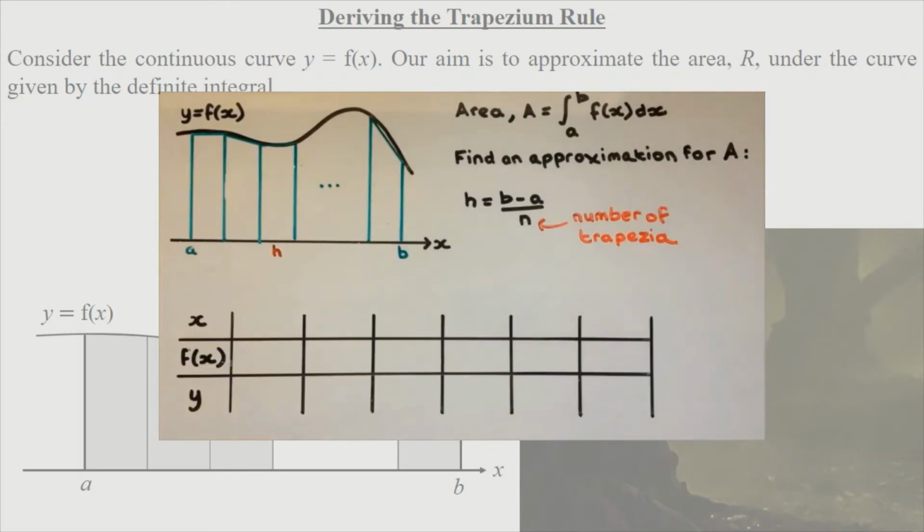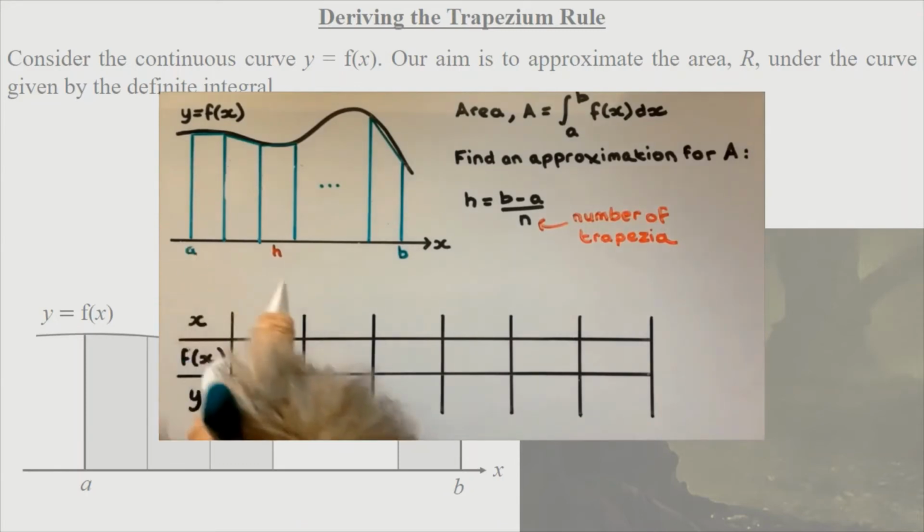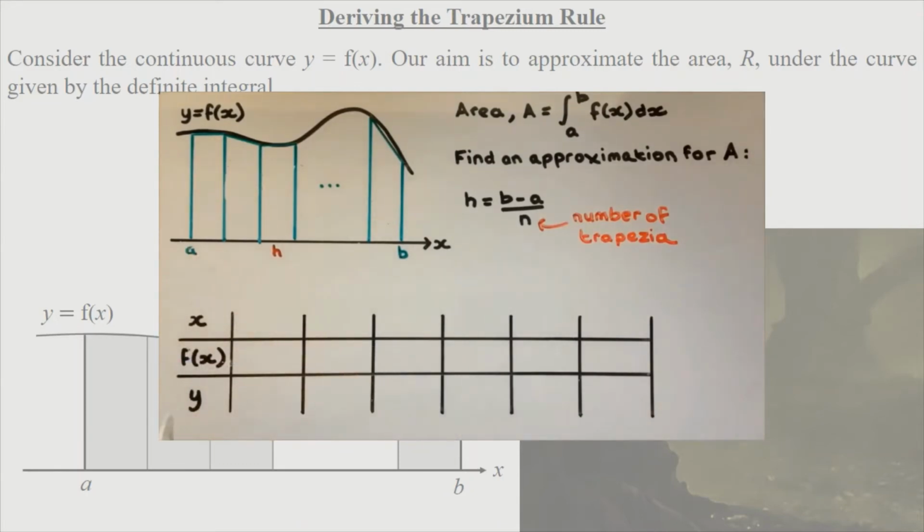What I've done here is I've introduced a table that is provided for you in the notes, but I want to go through the thought process in some detail. So the first row is going to be the x values, which are the nodes, if you like, or the edges of each of the trapezia. The f of x are the corresponding values of the function, which in turn gives us the y value. The y and the f of x are the same value. It's just a case of labeling.